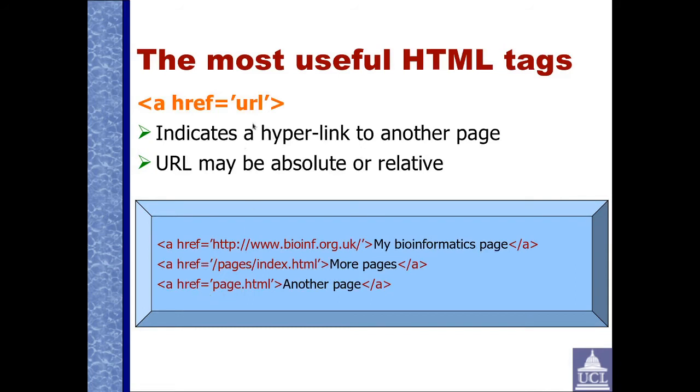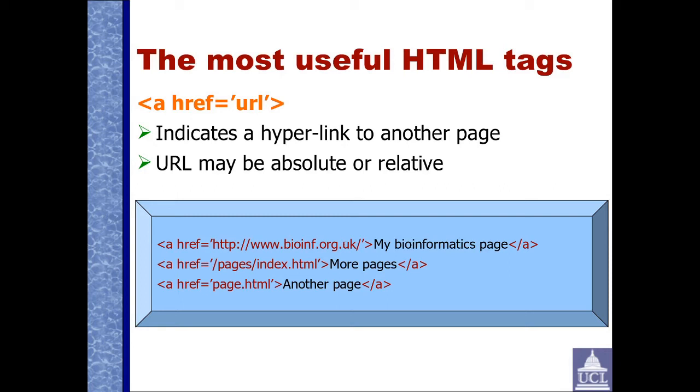We've already seen this one. This is the anchor tag, which allows us to create a hyperlink to another page. Now, the URLs that we specify in here may be absolute or relative. So an absolute URL is one like this, which starts with http:// and then gives a web server and page which is giving you the domain name of that server.